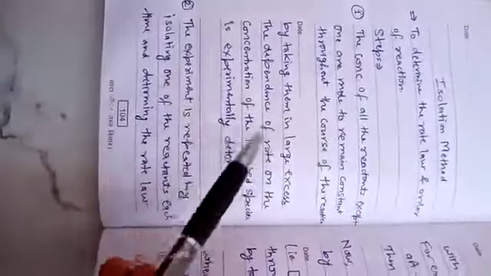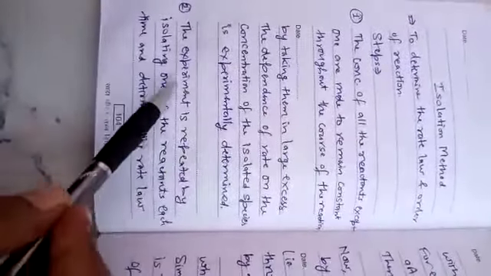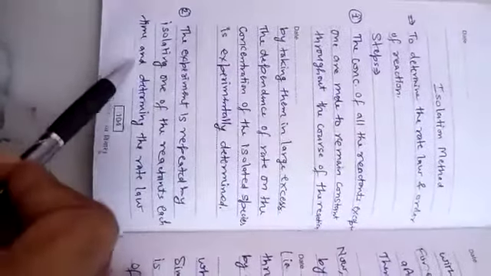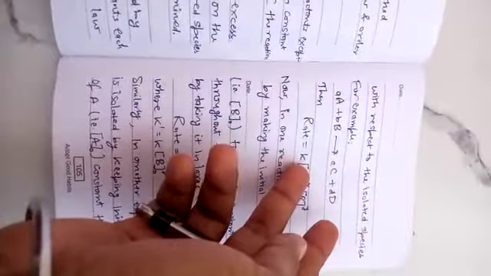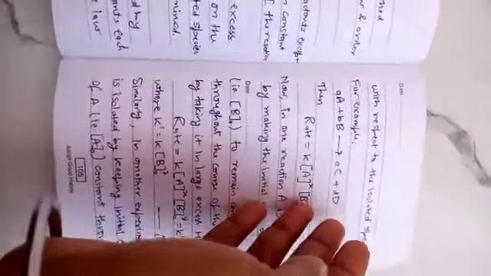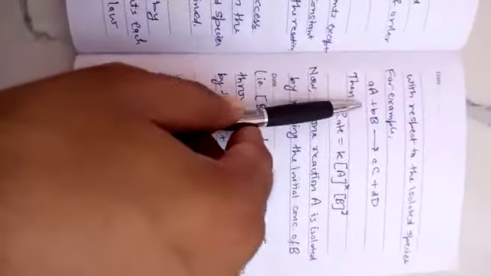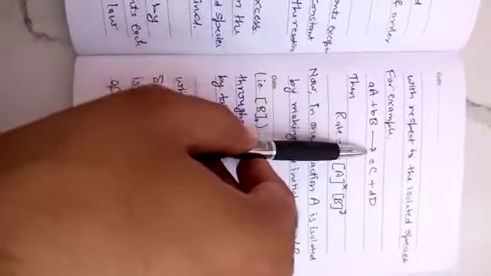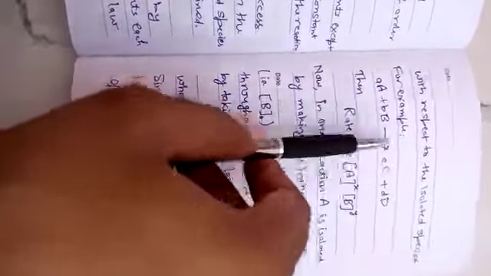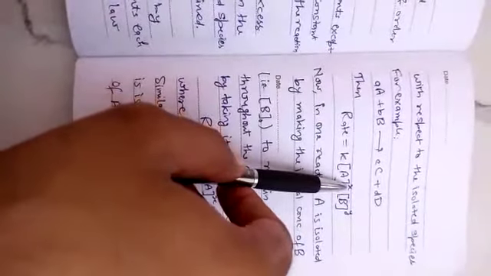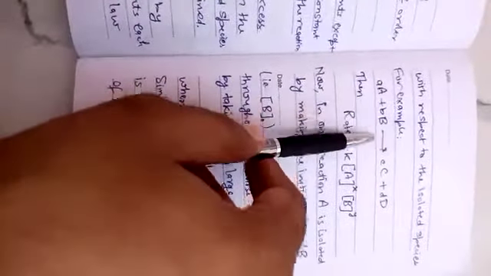And in step 2, the experiment will be repeated again by isolating one of the reactants each time and determining the rate law with respect to the isolated species. Means, in the next step we will keep all the reactants in large excess except the second reactant, and so on. For example, in this reaction A plus B gives C plus D, the rate would be k multiplied by concentration of A to the power x and concentration of B to the power y.